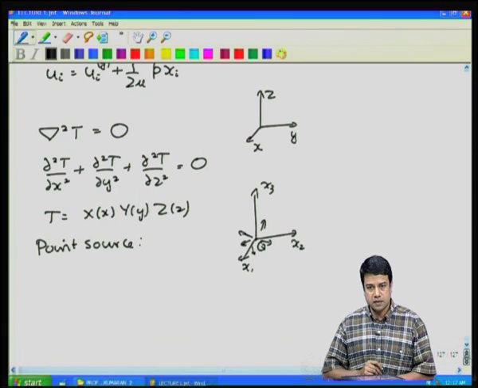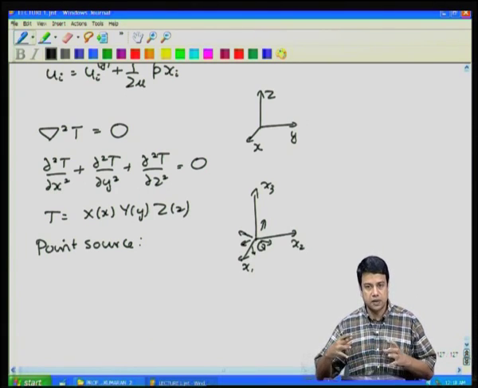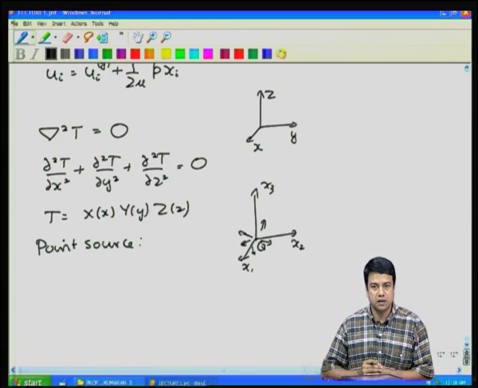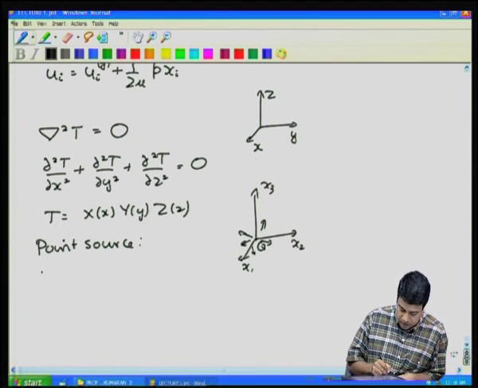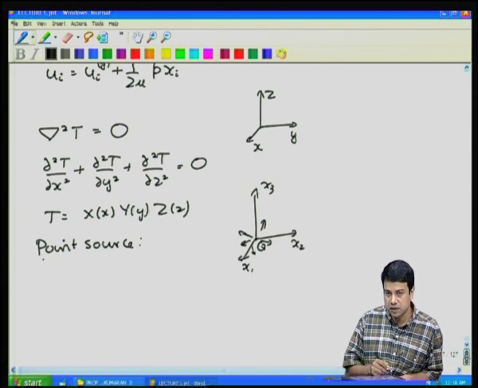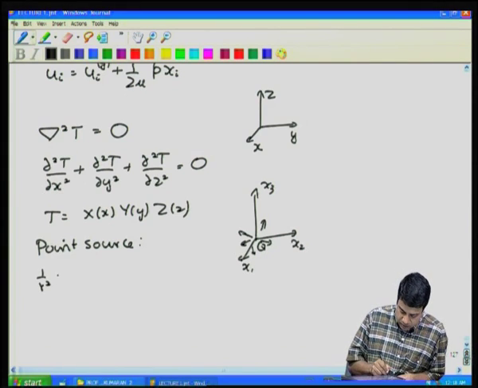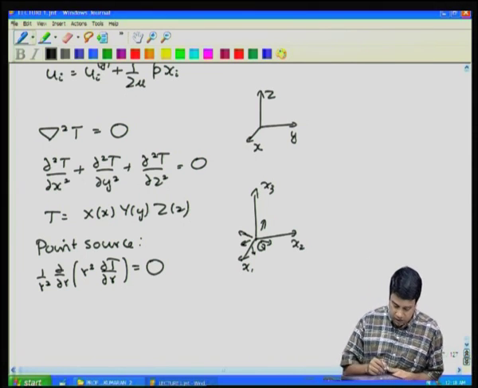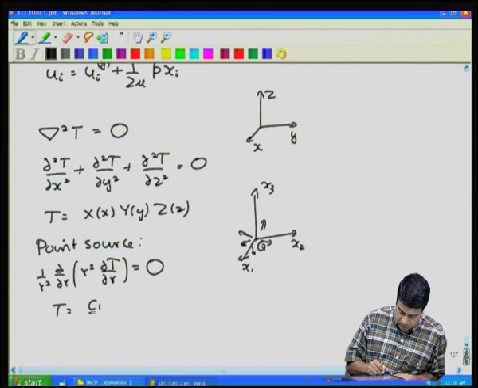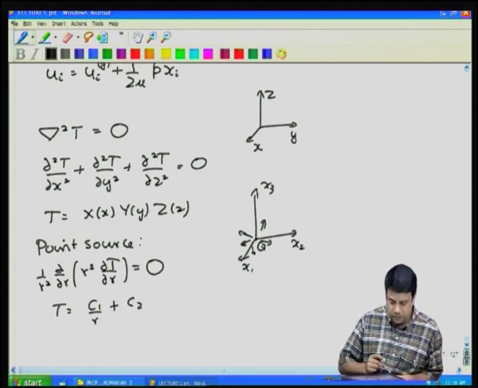In this particular case, because the heat is emitted equally in all directions, the configuration is spherically symmetric. And because of that, the equation in a spherical coordinate system in 3 dimensions becomes 1 by r square d by dr of r square partial T by partial r is equal to 0. That is the equation in the spherical coordinate system. You can solve this quite easily and get T is equal to some constant by r plus C2.